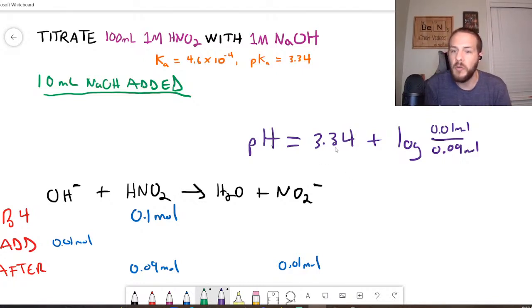So pH equals 3.34 plus the logarithm of 0.01 divided by 0.09. That is how we're going to get our pH from this. Again, this only works when we have a buffer solution, but in this case, we just happen to have a buffer, so we can use the Henderson-Hasselbalch equation. 3.34 plus the log of 0.01 divided by 0.09. Has anybody calculated that?